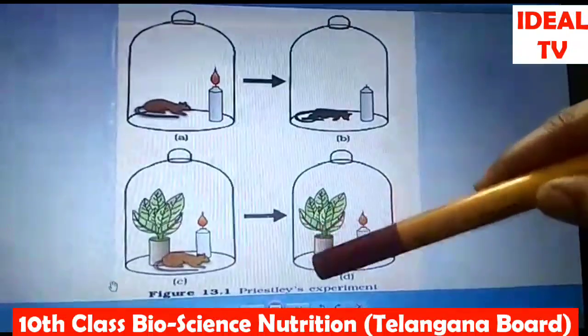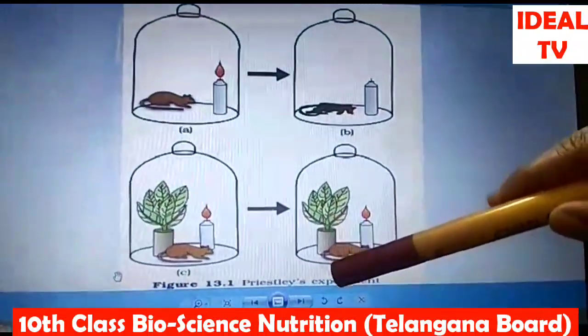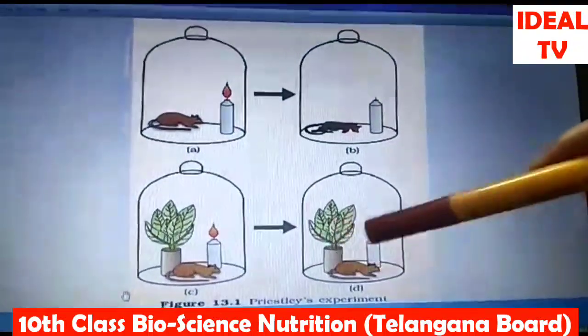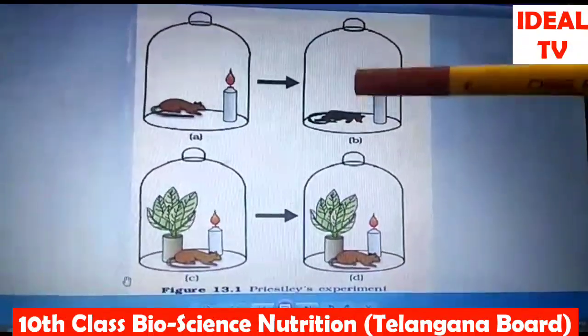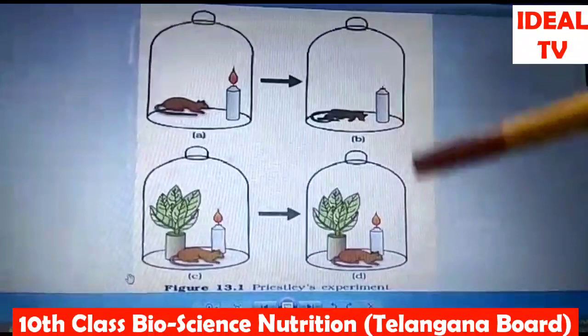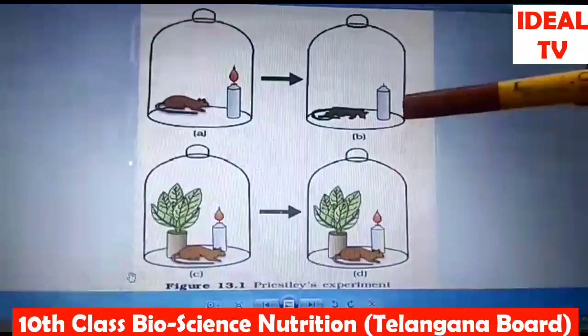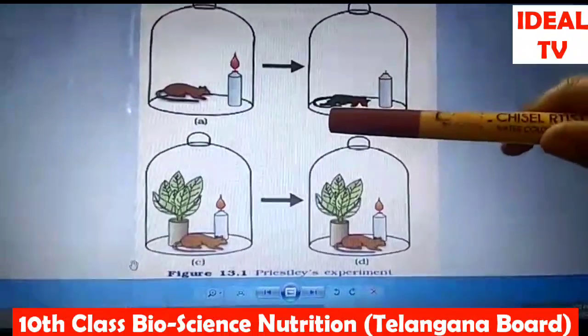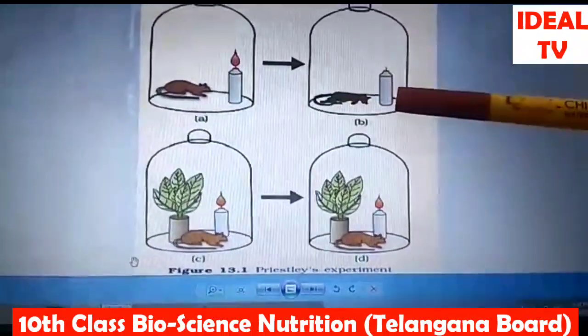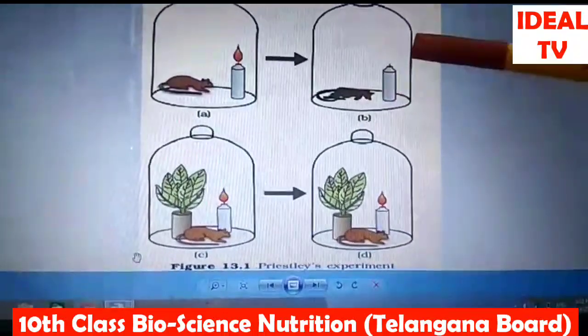So we can understand and conclude that this mint plant is actually restoring the air which is getting damaged in the previous case. So Priestley concluded from this experiment that the air which is being damaged by a breathing animal like a mouse, and which is also being destroyed because of a burning candle, is getting restored.